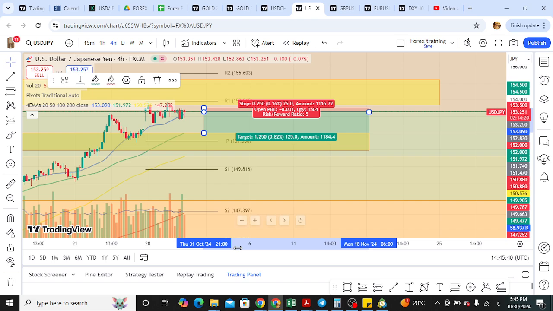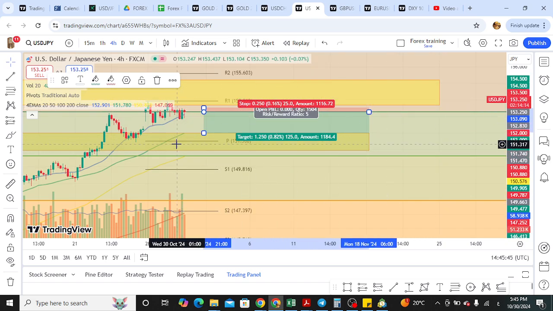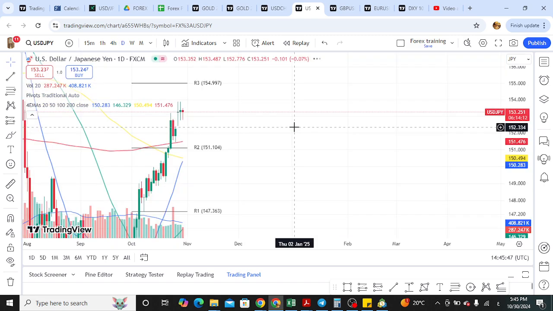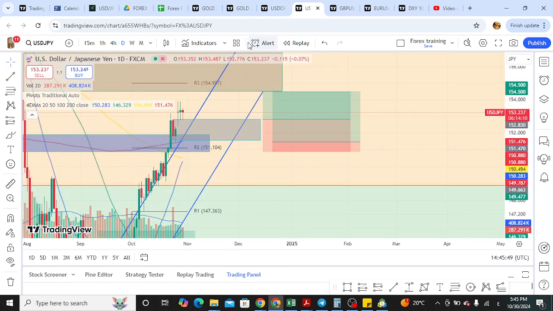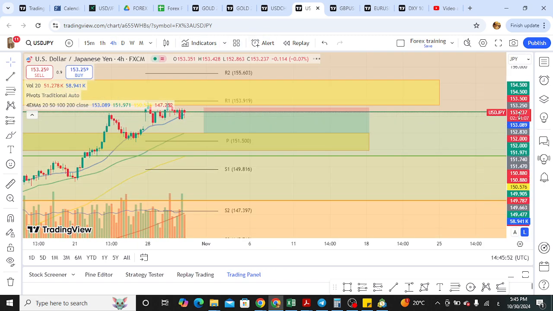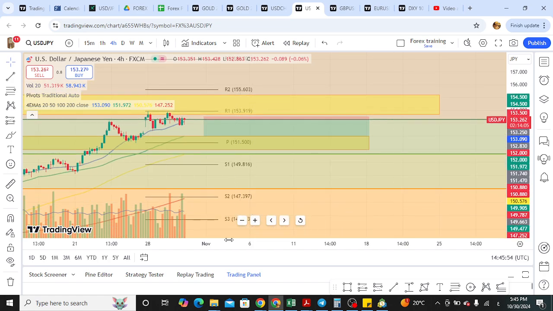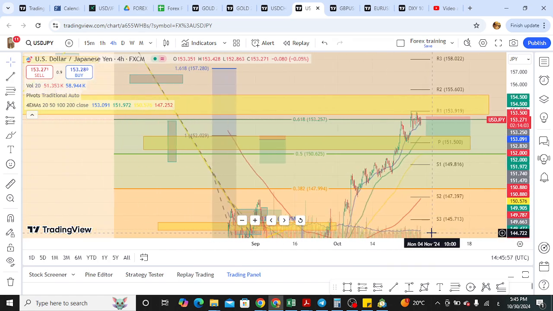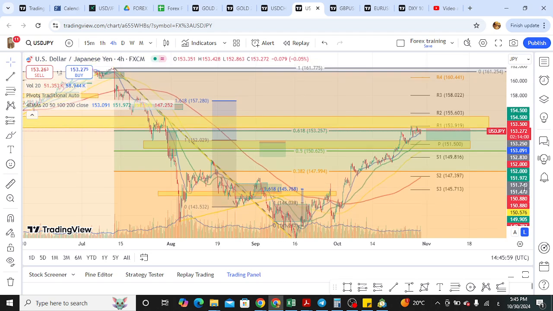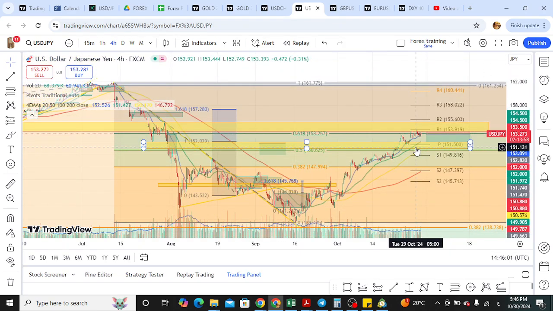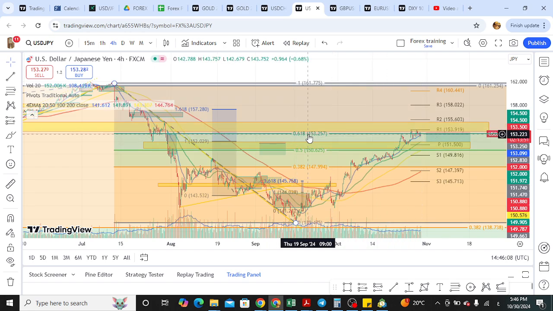So let's go back. Here on the 4-hour we have this resistance and this support, and here on the daily we have this support, and this is how I identify my zones, my support and resistance zones. My hints again are the pivot points. I also have another hint. I want to see if there is some kind of importance to the Fibonacci levels as well.